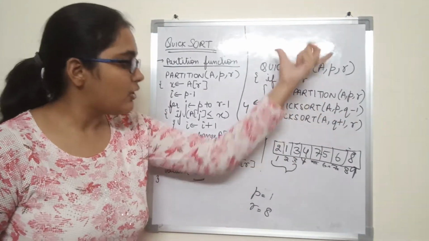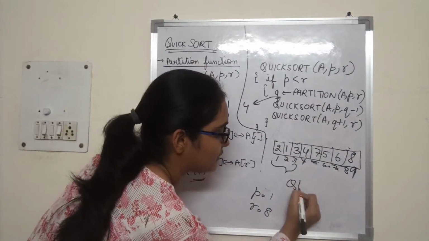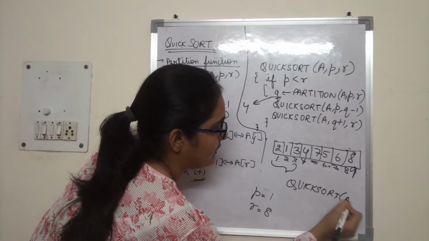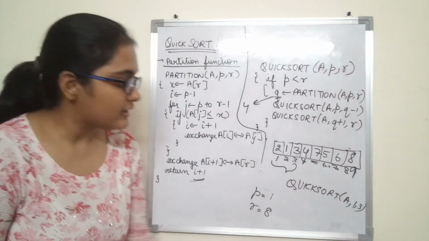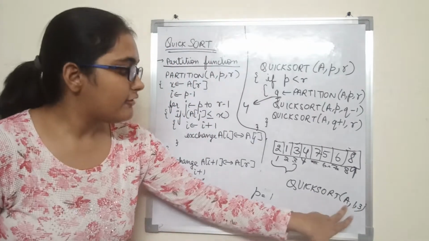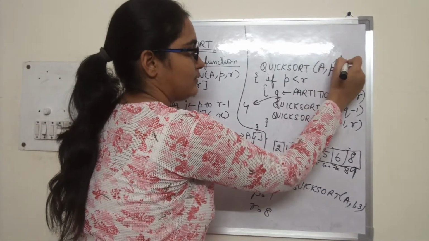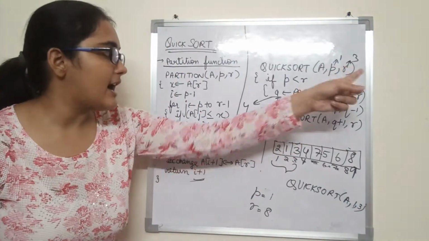Now when it is called again, what will happen? p will remain the same. Why? Because quicksort is called like this: quicksort A, what is p? 1, q minus 1 is 3. So quicksort is called like this, A, 1, 3. Now when quicksort is called like A, 1, 3, what is p now? p is 1 and r is 3, right?